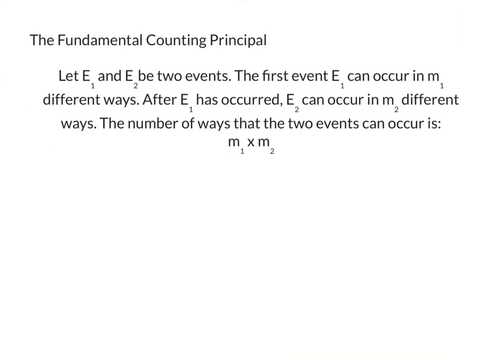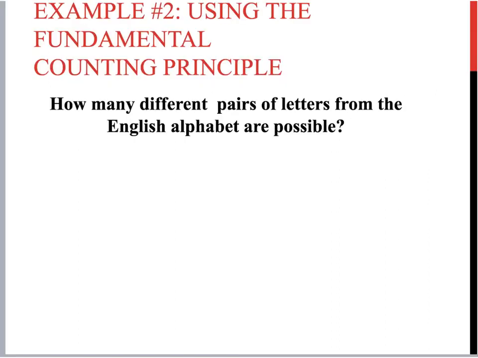All right, so let's talk about the fundamental counting principle. It says let E sub 1 and E sub 2 be 2 different events. The first event, E1, can occur in M1 different ways. After E1 has occurred, E2 can occur in M2 different ways. The number of ways that the 2 events can occur is M1 times M2. So let's take a look at an example.